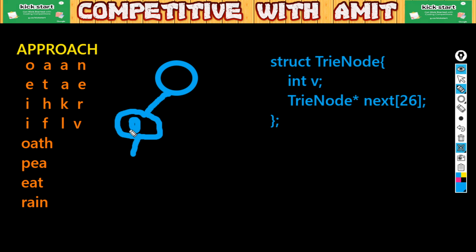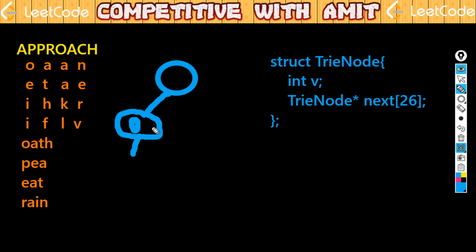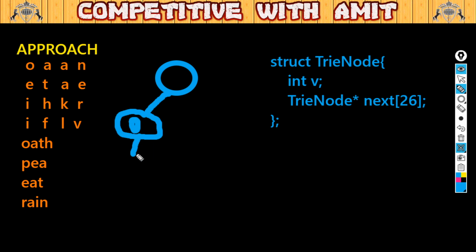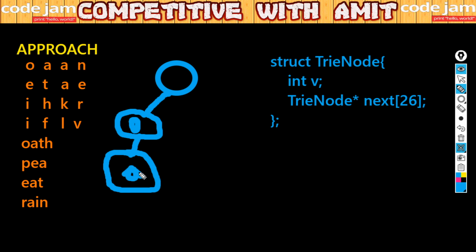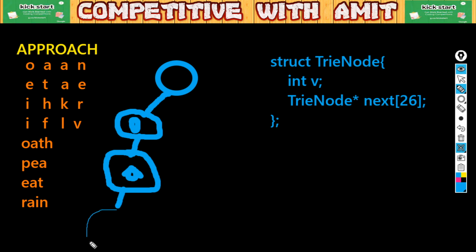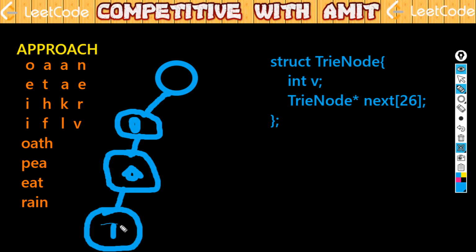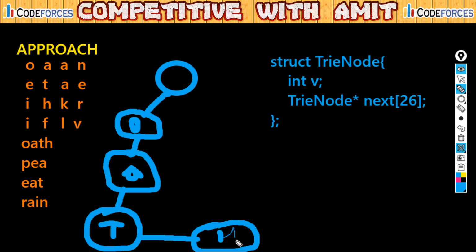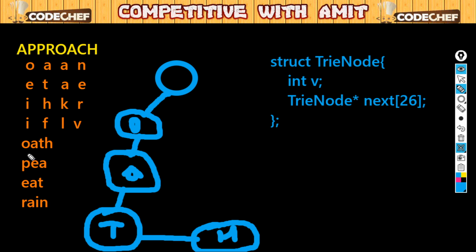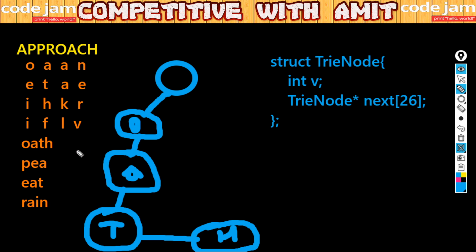After every iteration, after every node made, there will be 26 nodes. So after this also one more node will be created. So at that A will be there. After that this T came. So for that also we will store this T. Now H came. So for H also we will store here only. So this is our first string's insertion.